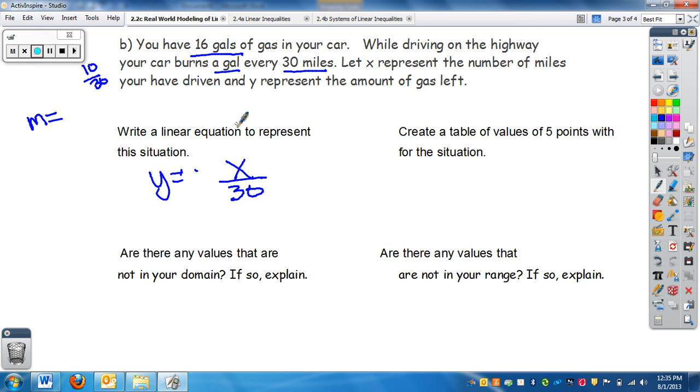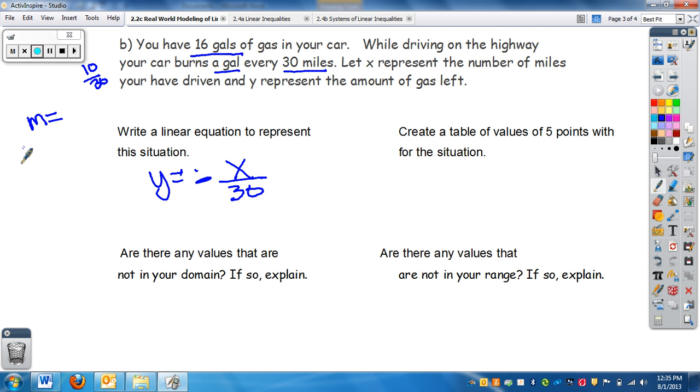Another thing you have to think about when you're driving in a car, do you change higher or lower? As you're burning, do you lower the amount of gallons in your car, or do you get more? Well, you get less because you're burning them, so this should be negative X over 30. Kind of go a little more in here.